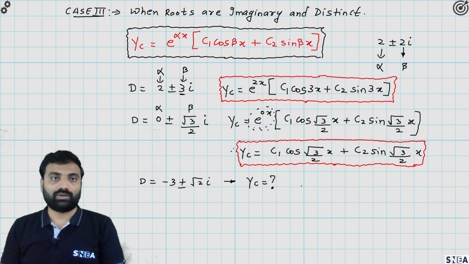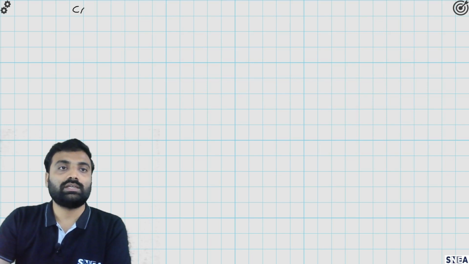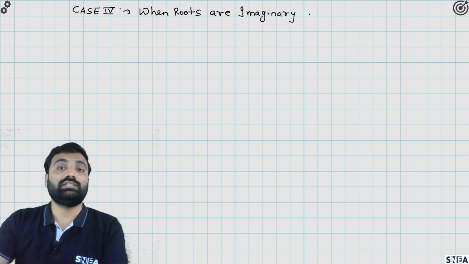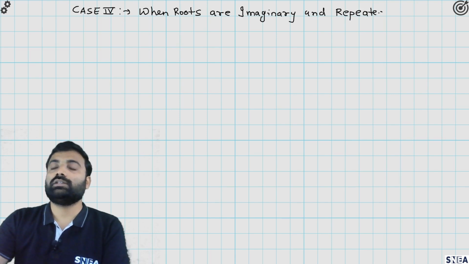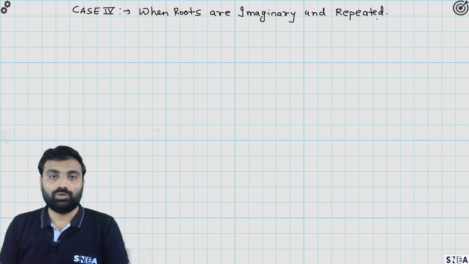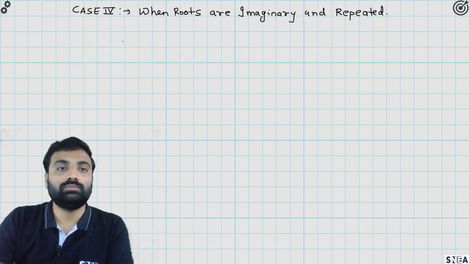Okay, this was our case 3, and the last case, students, is case number 4. Case number 4 is when the roots are imaginary and not distinct, and it is what? Repeated. When the roots are imaginary and repeated, what to do? First of all we will write down its formula.